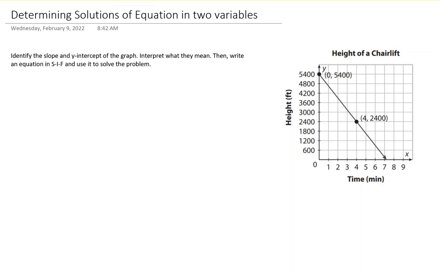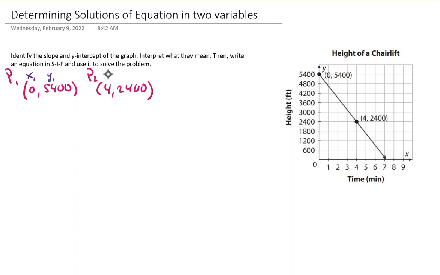Well, let's analyze the graph first. We see we have 2 points, a point here and a point here. Always read graphs from left to right. So we're going to write these 2 ordered pairs down. My first ordered pair is (0, 5400). And my second ordered pair is (4, 2400). That'll be point 1 and this will be point 2.